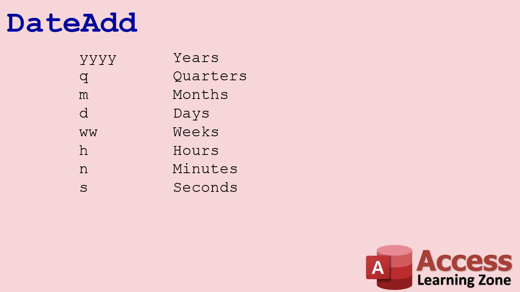So there are the valid intervals for DateAdd. YYYY is years, not just a single Y. That's used for something else with a different function. Q if you want to add whole quarters. M for months. D for days. Although you really don't have to use DateAdd for days because you could just use basic math. There's W for whole weeks. Again, for weeks you could use plus or minus 7, but sometimes weeks makes it easier. Then you've got hours, minutes, and seconds. So you can also use it for time.